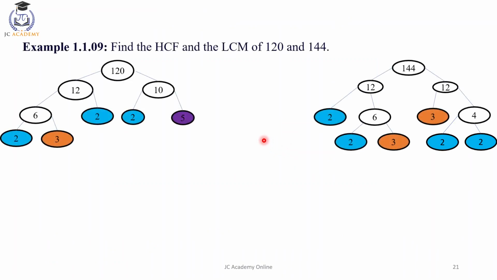Okay, so hopefully that's not too bad. Now let's look at another example. Example 9. Find the highest common factor and the least common multiple of the numbers 120 and 144.